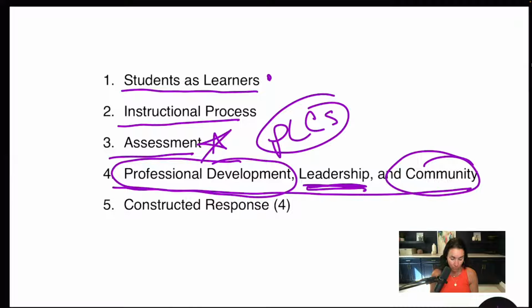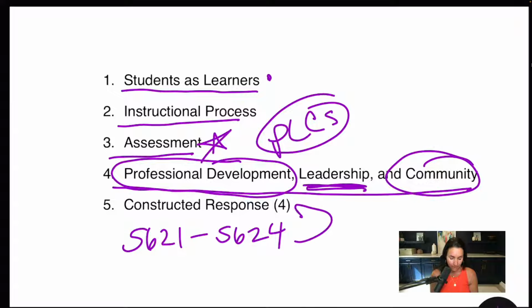Now, if you're taking the 5621 through the 5624, you're going to have these constructed responses. And there are 4 of them, and they are going to pull from any one of these 4 content categories. Now, you might get 2 from students as learners and 2 from instructional processes. And you might not get 1 on assessment or professional development. You could get 1 from students as learners, 1 from instructional processes, 1 from assessment, and 1 from content category 4, professional development, leadership, and community. I don't know which ones you're going to get. I have no idea what test you're going to get. I have no idea what questions you're going to get.